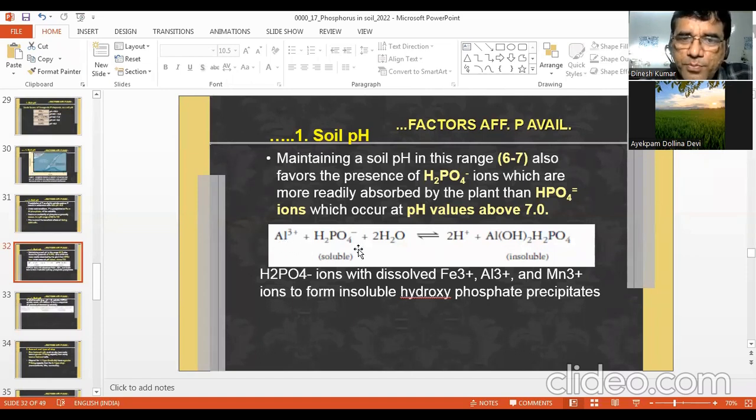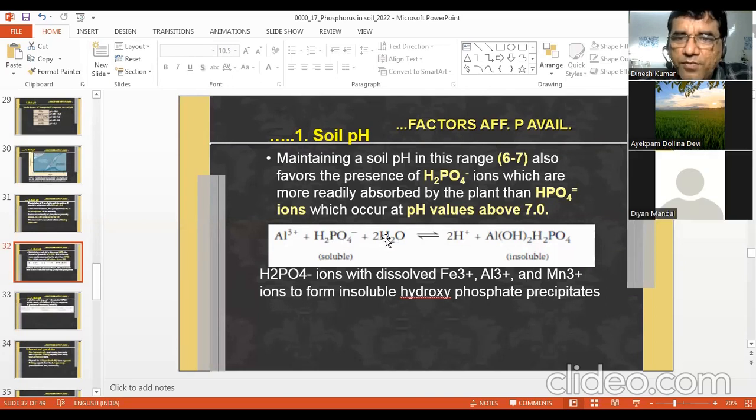Al3 plus with H2PO4 monovalent is soluble phosphorus. In the presence of water, hydrogen ions are released and you get Al(OH)2H2PO4, aluminum phosphate. Then it is insoluble. So H2PO4 ions react with dissolved iron, aluminum, and manganese ions to form insoluble hydroxy phosphate precipitates. So they can make hydroxy phosphate precipitates.